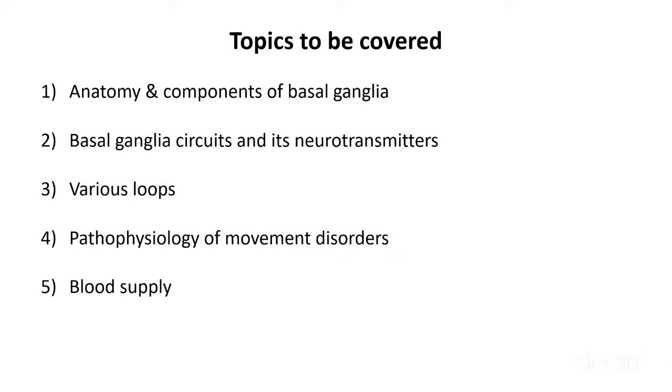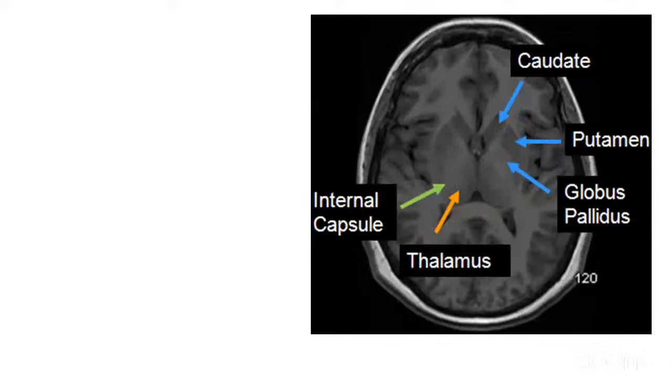Okay. Good evening, sir. So today we are discussing the anatomy and components of basal ganglia circuits and its related neurotransmitters, various loops associated with basal ganglia, then pathophysiology of movement disorders associated with basal ganglia diseases, and then blood supply of the basal ganglia. Okay, we will give 15-20 minutes for this, then half an hour, then next half an hour. So by 8 o'clock, we should finish. Yes sir. This presentation, move it slightly quicker.